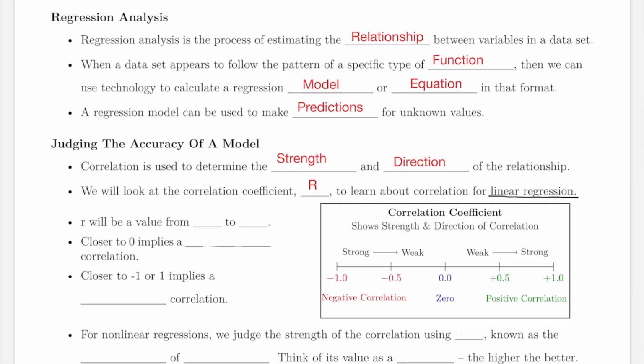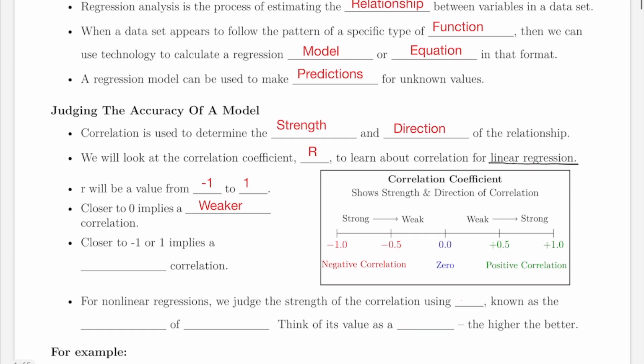If we have something that's not linear regression, we're going to use R squared. We'll get to that in a minute. R is always going to be a number between -1 and 1, and 0 implies a weaker correlation, and if the number is very close to 1 or -1, that's a very strong correlation. Correlation isn't exactly a percentage, but you can almost kind of think of it that way.